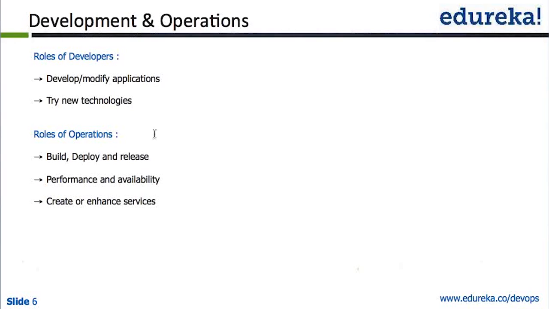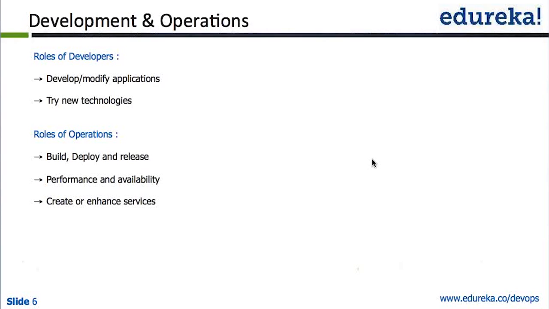Now, being in operations, we build, deploy, and release the code to the end user and/or to production, and then our end users or customers start using it. The role of the ops team is also to ensure that our application has good performance, and customers are not facing a lot of performance related issues, and also that the application is up and available all the time to our customers, right? So that's the role of the ops team.